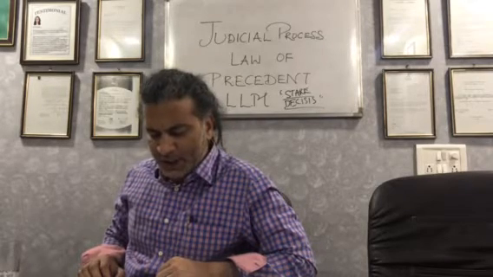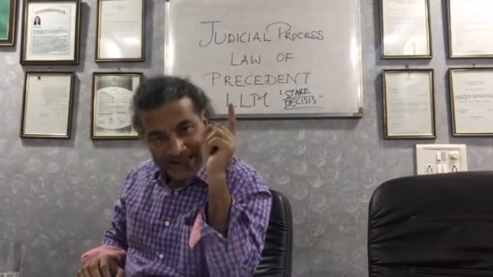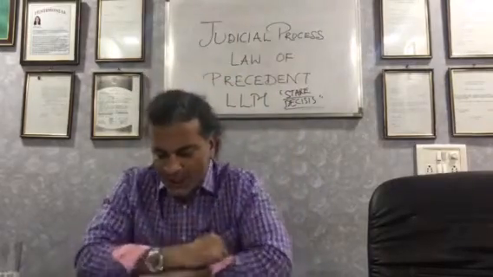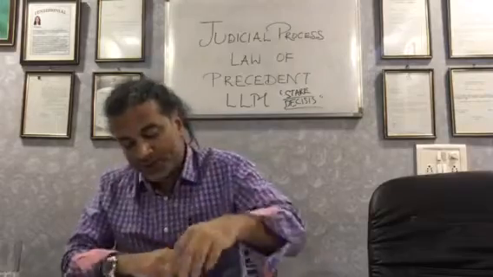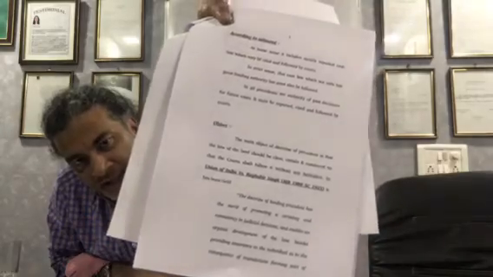The main object of the doctrine of precedent is that the law of the land should be clear, certain, and consistent, so that the courts follow it without any hesitation. Case law: Union of India versus Raghubir Singh, and here is a citation. I hope you can see it. AIR 1989. That is the case law for the doctrine of precedent. I am going to quickly read it.